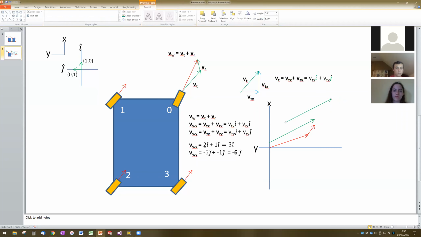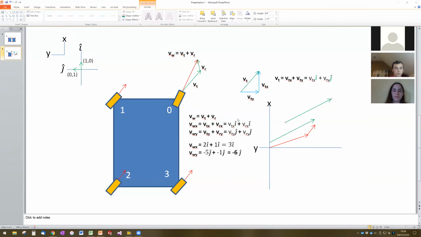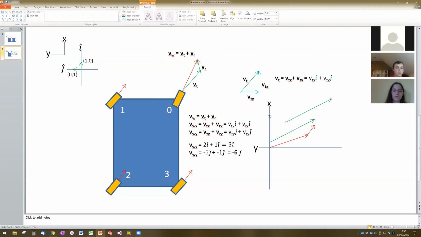Does everyone sort of see how the summation of the individual components works and how that compares to graphically drawing the vectors? Are there any questions at all before I go on? Or comments? Okay, sweet.